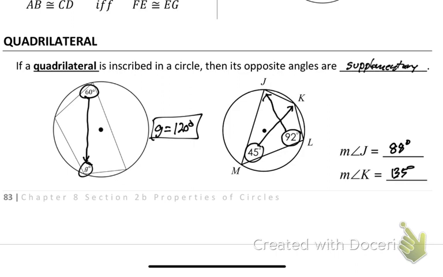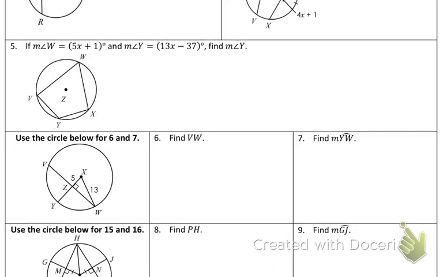Is it a hard rule? You think so? It just takes practice. Practice and memorization. Opposite angles equal 180. So let's go ahead and practice it real quick.